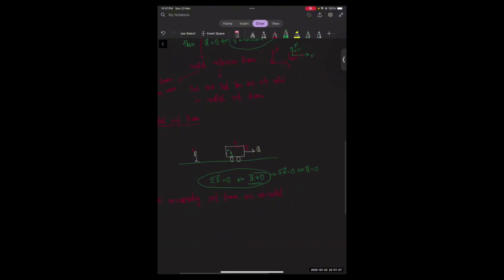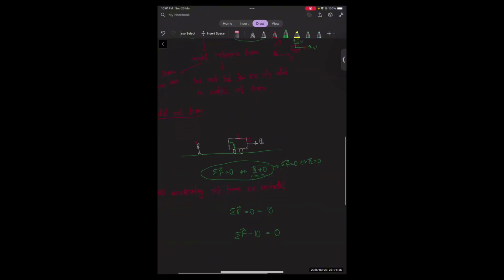Basically, what you end up doing is you will have something like this: sum of F is equal to, you get something like, let's say, 10. And then you set it like this, that sum of F minus 10 is equal to 0. Okay, so you basically consider this as, this is called a pseudo force actually. Basically a force that does not really exist. These are also sometimes called non-inertial forces.